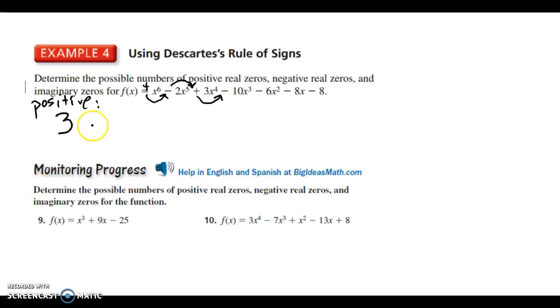So we could have 3 positive zeros, or you could subtract 2 because we could have 2 imaginary. So we could have 3 or 1 positive zeros. Now let's look at the negative zeros.